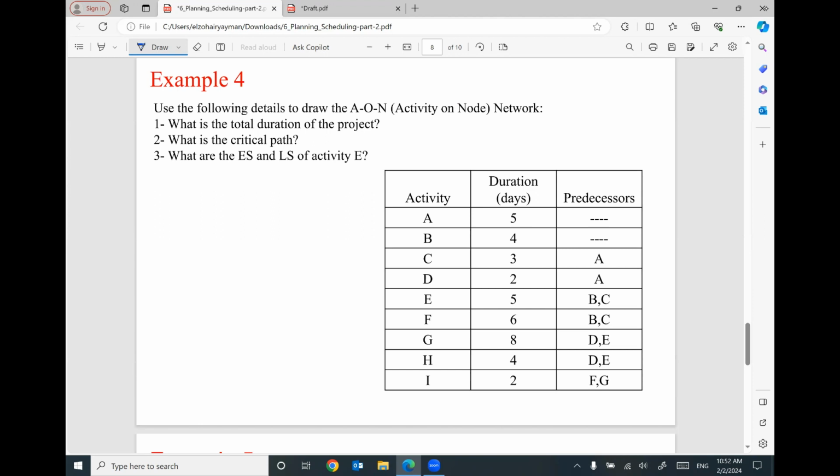So we are given activities A, B, C, D until I, the duration of each activity, and what the predecessors are. Then we need to start to figure out the network first. Then we need to calculate the schedule, forward path, backward path, what is the total duration of the project, what is the critical path, and what is the early start, early finish for each activity. So I will start here with activity A, and B. They look like the start activities in this project because we don't have any predecessors.